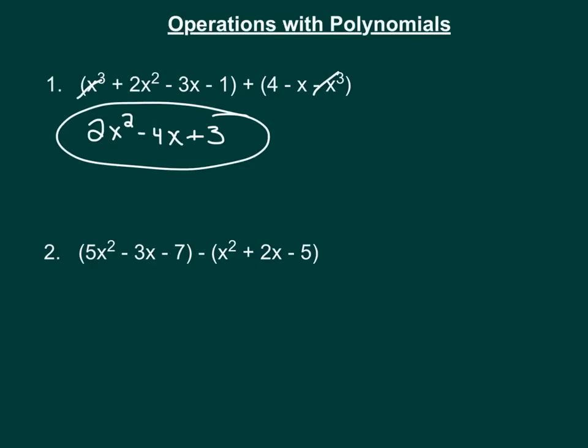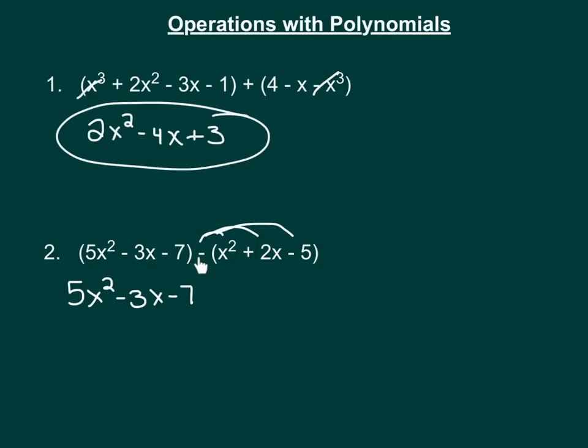Now with number 2, we're subtracting a trinomial from another trinomial. So the first thing we're going to have to do is take this negative sign right here, this minus sign, and distribute it to each term within the second set of parentheses. So I'll just bring everything down in the first set of parentheses. And in the second set, when you distribute a negative, the signs change.